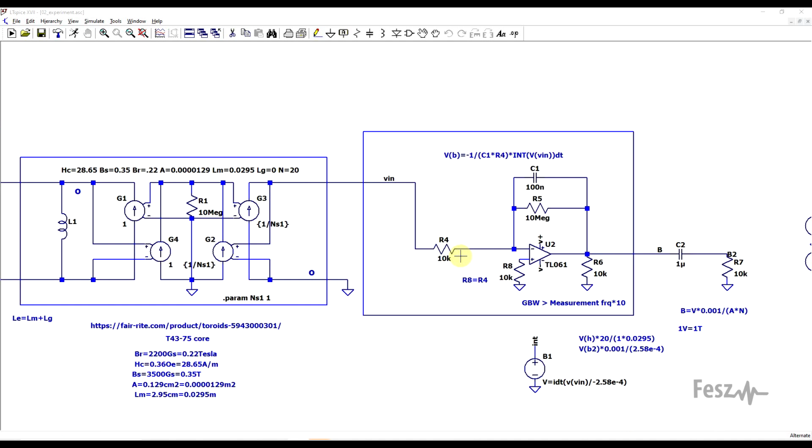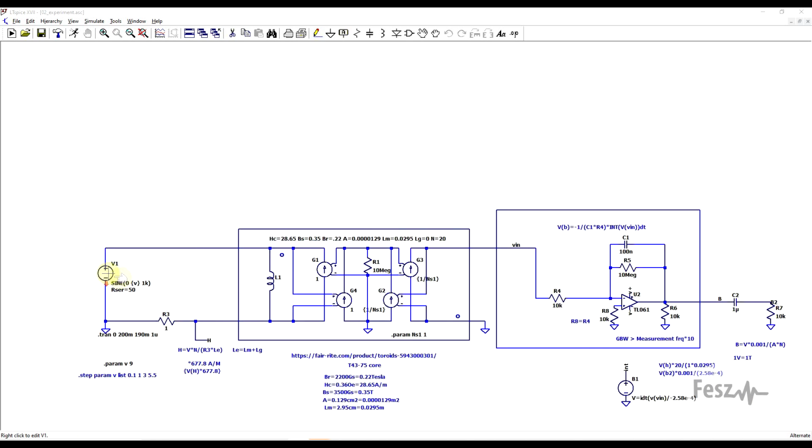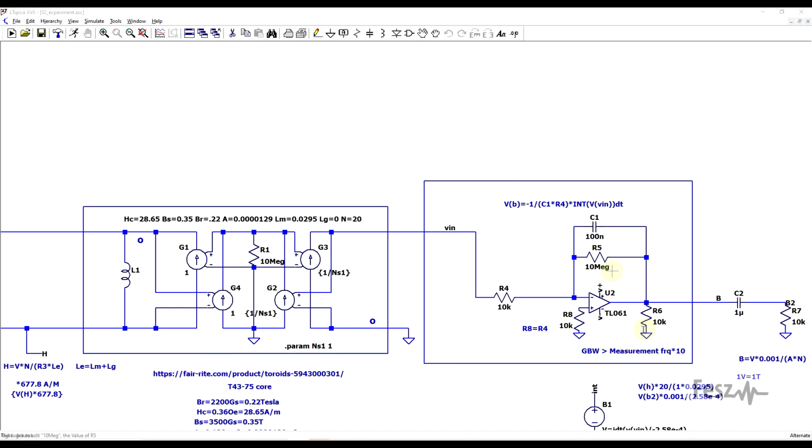Last observation is regarding the exact op-amp to be used. The gain bandwidth of this component needs to be at least 10 times larger than the initial measurement frequency, and having an offset compensation pin is quite important. So that is why I chose the TL061, because it also has the possibility to adjust its offset.